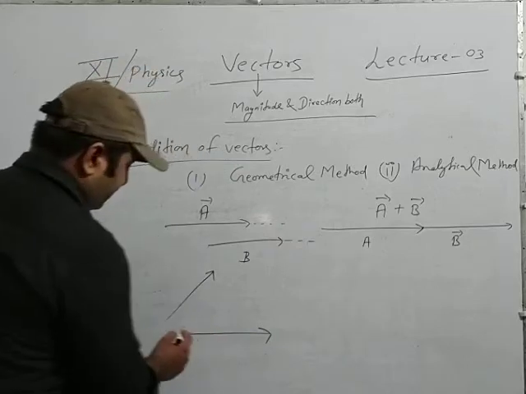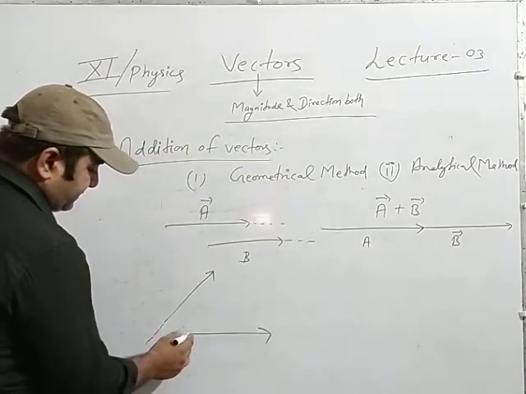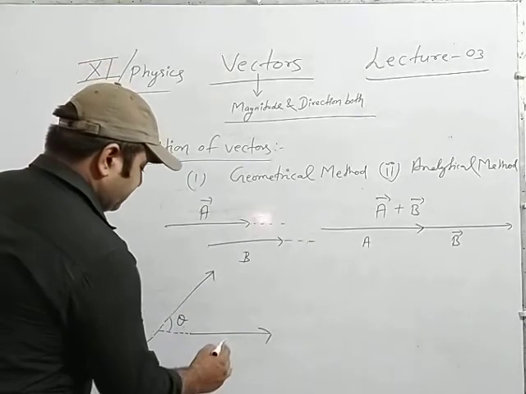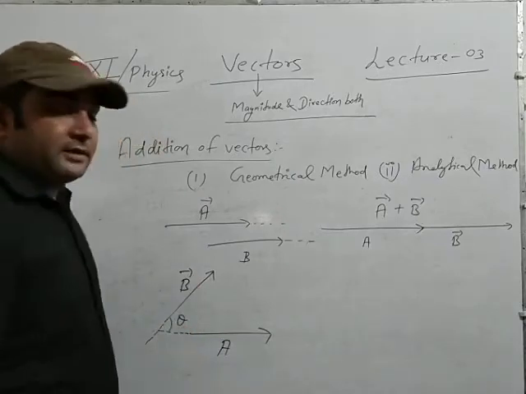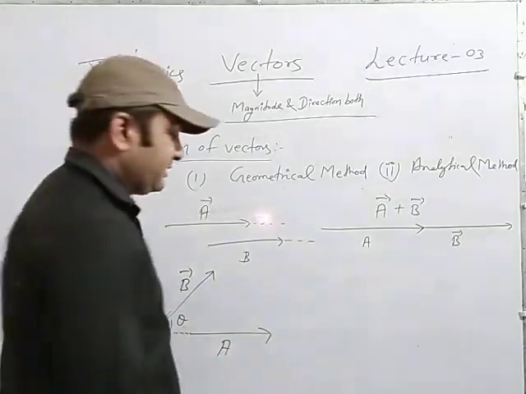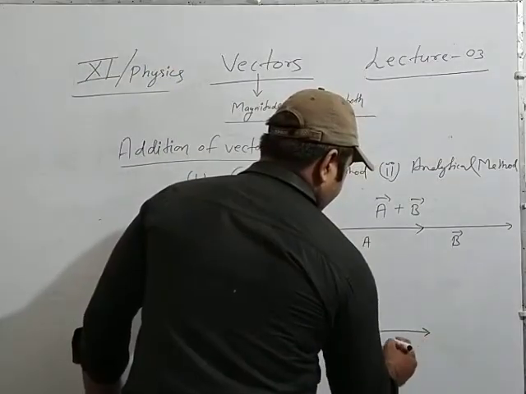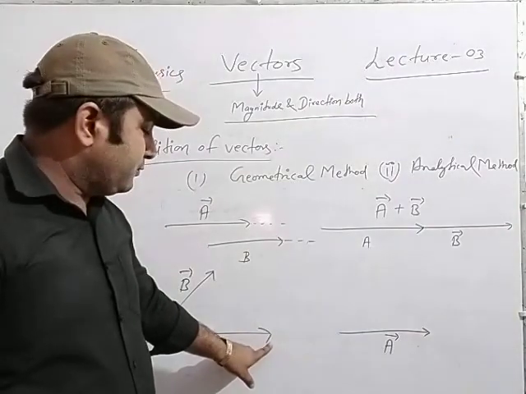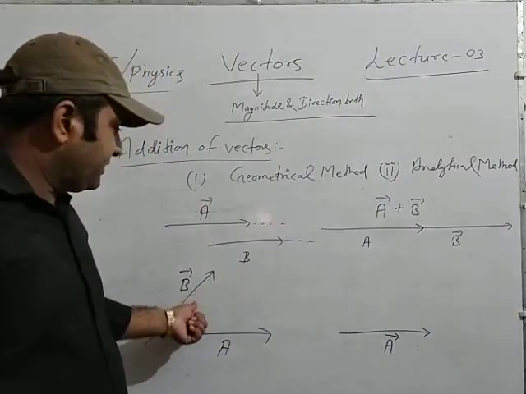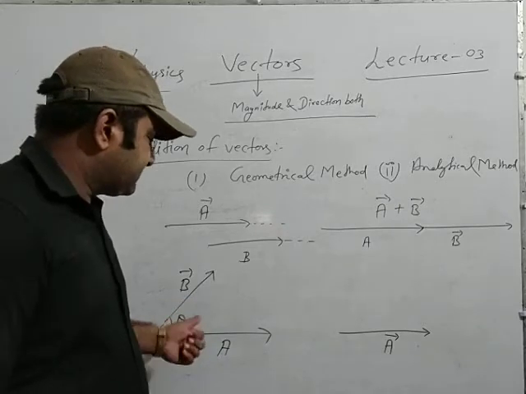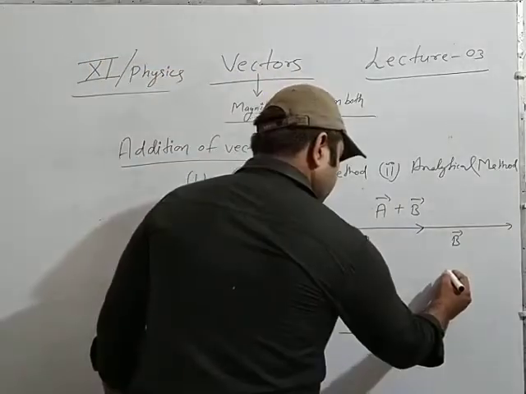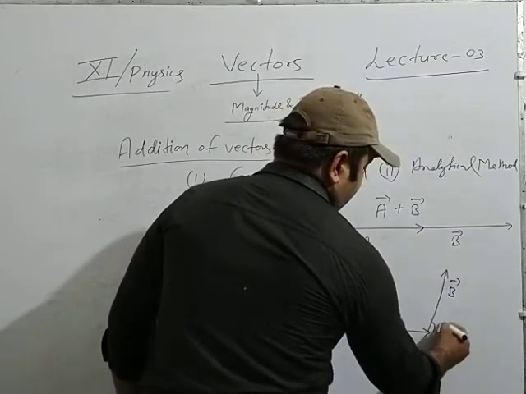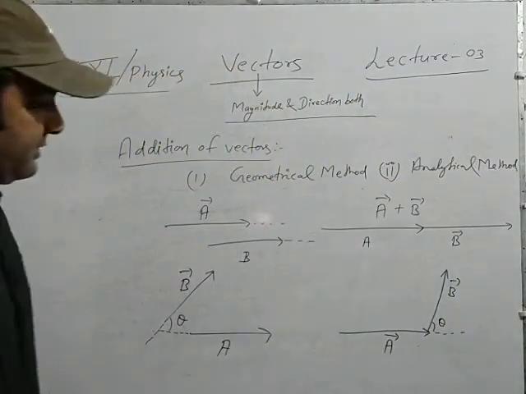Suppose two vectors are acting in different directions, and here it means acting at an angle theta. Then what do we have to adjust? For this one vector A and this one vector B. Then we first have to draw vector A in this way, and then at the head of vector A we have to construct vector B, and the condition is the angle is the same. This is vector B, and here the angle is the same theta in between A and B.